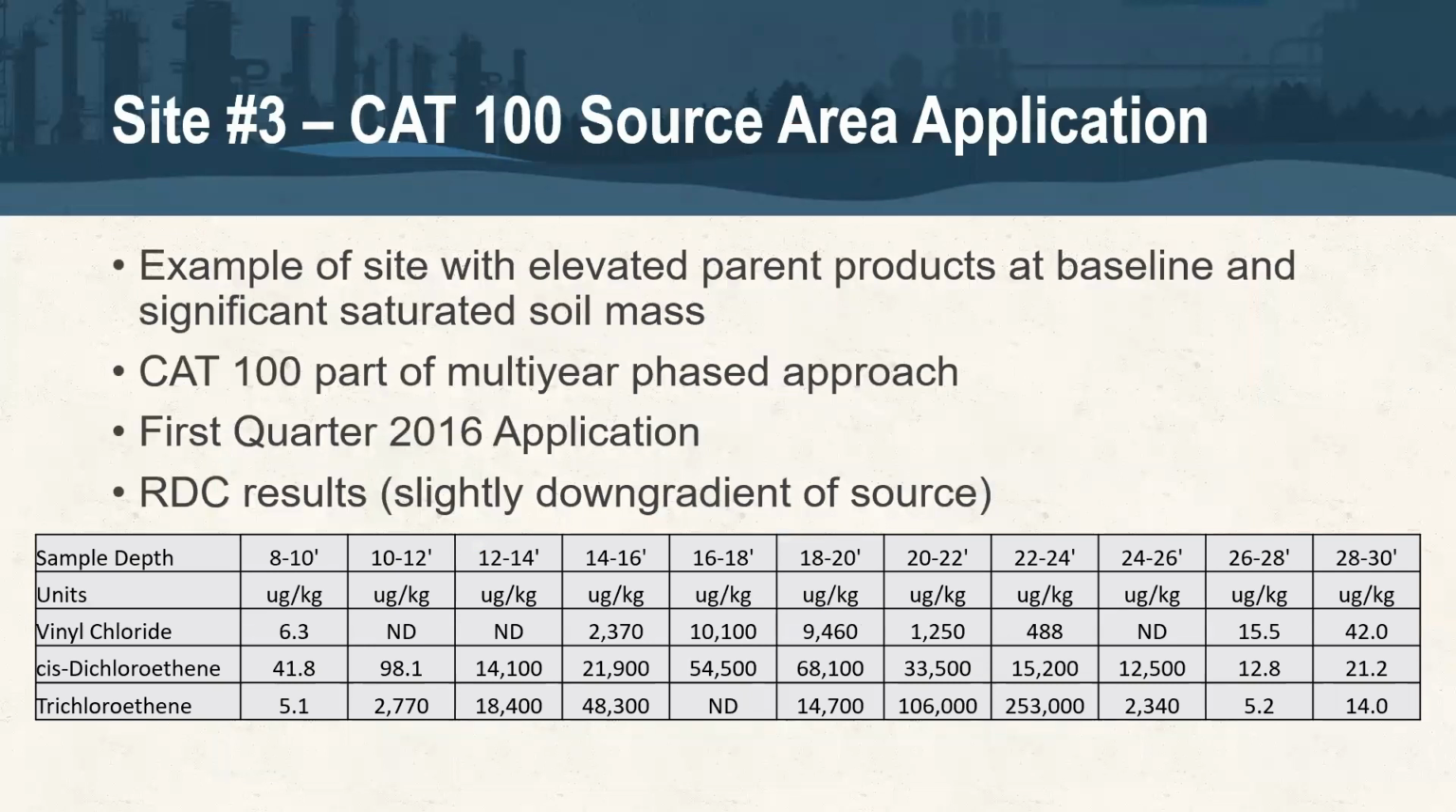So we'll cover one more project here, and then we'll go ahead and open up the Q&A. So this third site also had significant concentrations in the source area, but also, relative to the other sites, had significant saturated soil mass. And I'll walk you through that table down here at the bottom after I get through these last couple of bullets. So similar to the other sites, it's a multi-year phased approach, which is true for our other large chlorinated sites, kind of sensing a trend there.